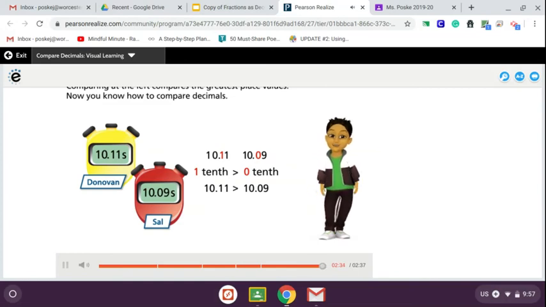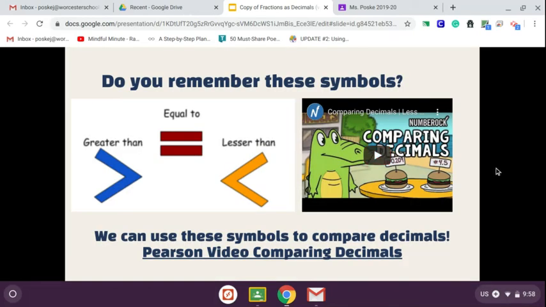Now you know how to compare decimals. Okay, so always start from the left-hand side and work your way over, just like we did in class. Hope that made sense for you a little bit. Let's get back to the slides. I don't want this to be too long.